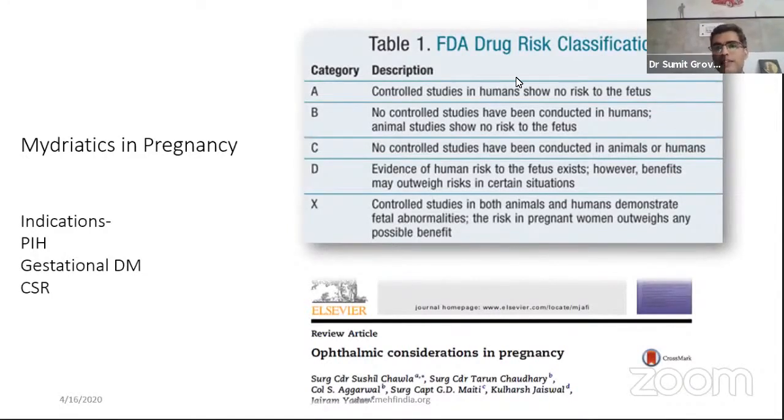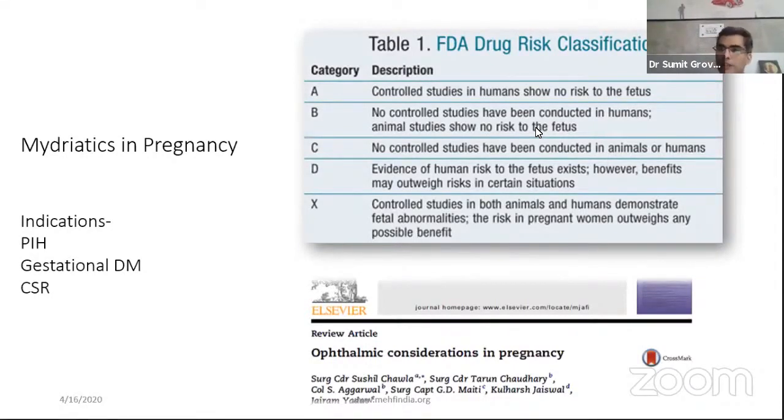So this table shows the FDA drug risk classification, and it is applied to every medicine used in medical science, not only these mydriatics and all ophthalmic drugs. The group A and B drugs are usually safe. C are dicey, and if the therapeutic benefit outweighs the side effects, you can use C. D is dicey and more in favor of not using, and X is completely contraindicated.